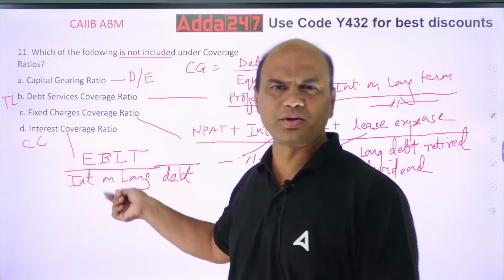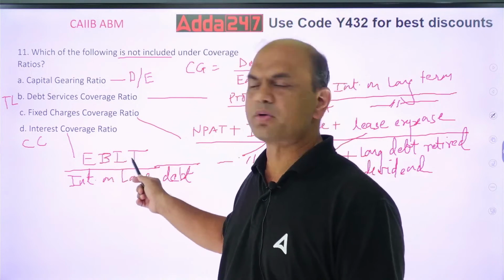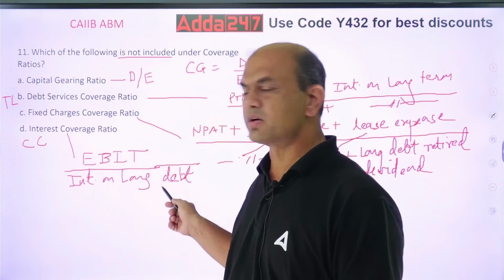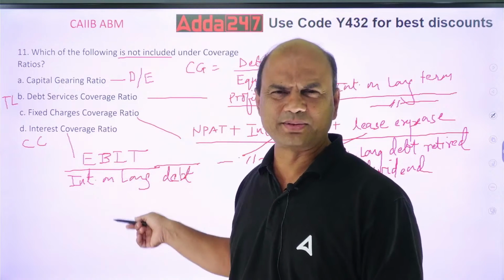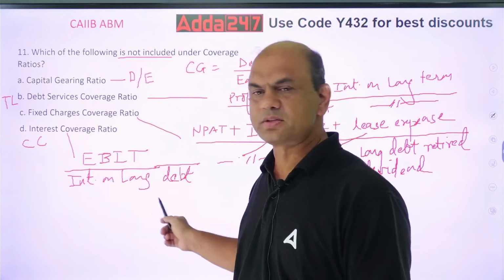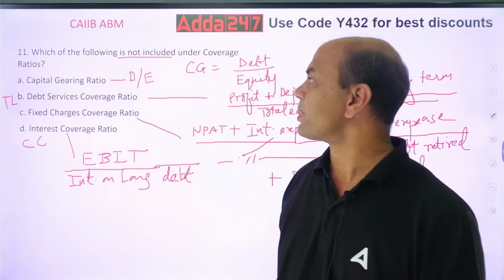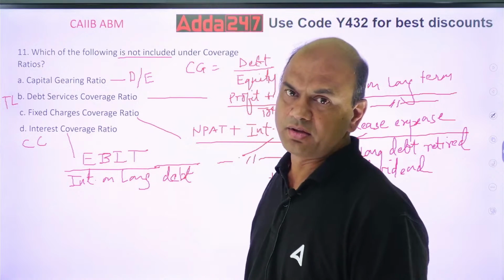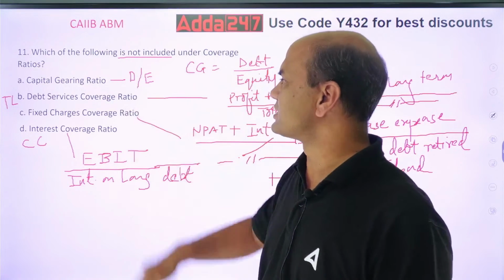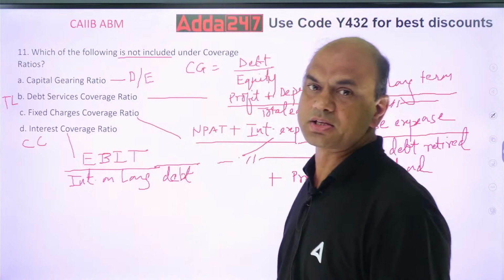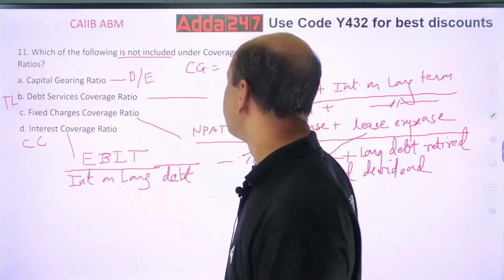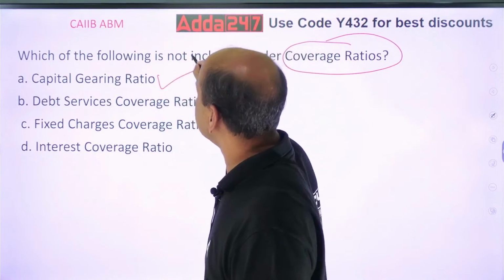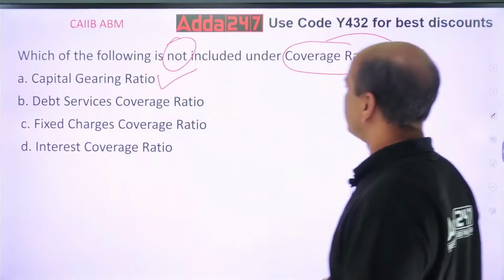That is used for your CC. EBIT, earning before interest and taxation, upon interest on long-term loan. So it's very simple. Okay? So which of them is not there? So capital gearing ratio. The answer is A. This is not covered in the coverage ratios. A is the answer. Kindly note. Not included. Okay. Got it?